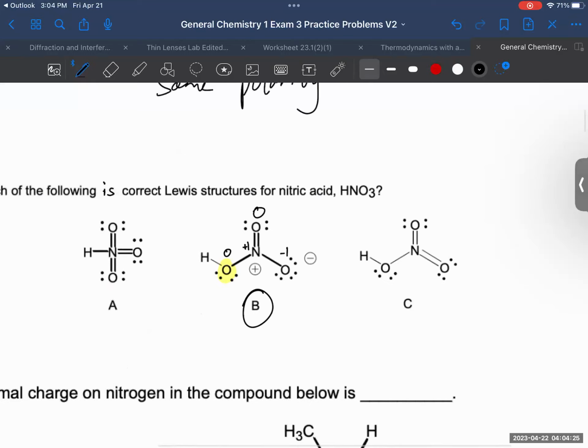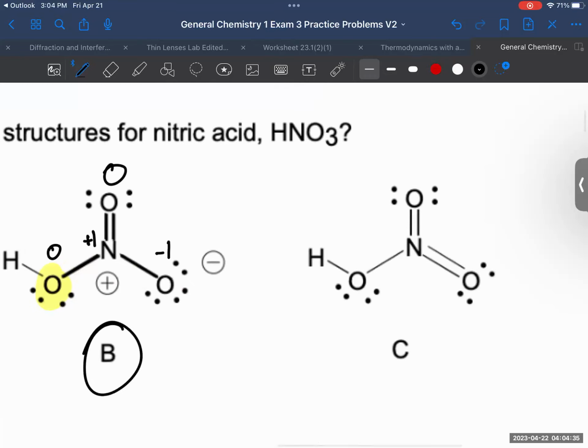So why isn't C a correct Lewis structure? Why wouldn't C be the answer? It has a positive one overall? No, it actually doesn't, because there's zero here, zero here, one, two, three, four, five. So this is zero, then zero here, zero here.